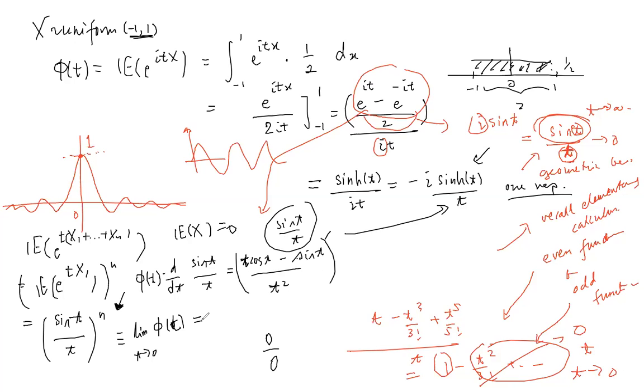So when you take the limit, since it leads to 0 over 0, you can apply L'Hopital's rule. So you get d/dt here. So here you get t minus sine t plus cos t minus cos t.